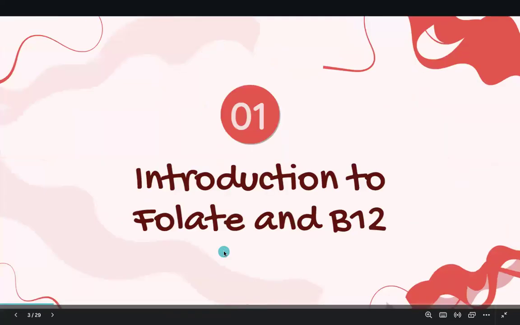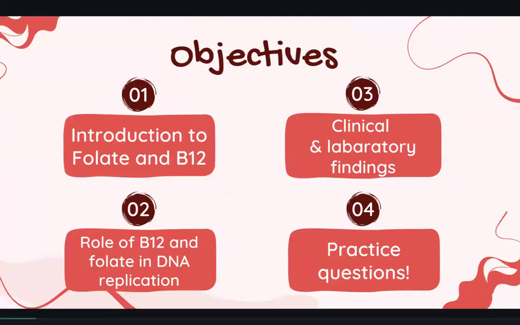Okay. Bismillah. So these are the objectives that we're going to be covering today. We're going to go over an introduction to folate and B12, basically what they are, how they get absorbed, and how we can have a deficiency in these vitamins. We are also going to go over the role of B12 and folate in DNA replication and how this could result in megaloblastic anemia. We are also going to go over the clinical and laboratory findings of megaloblastic anemia, and we are going to have some practice questions in the end so that you guys can solidify your information, make sure that you've gotten everything.